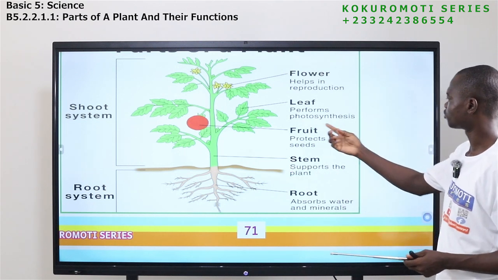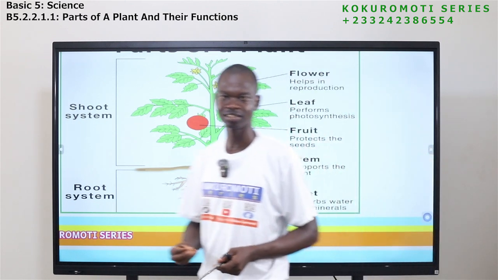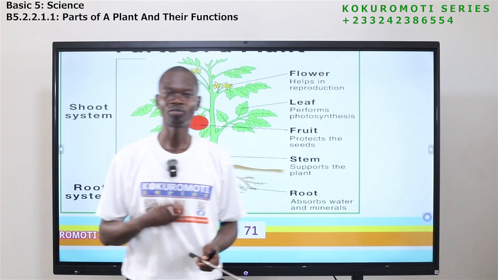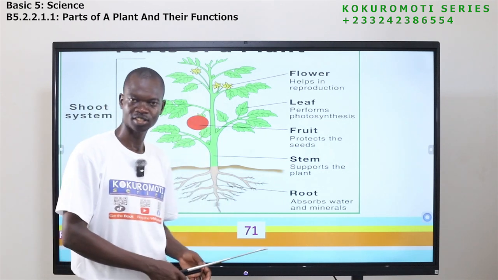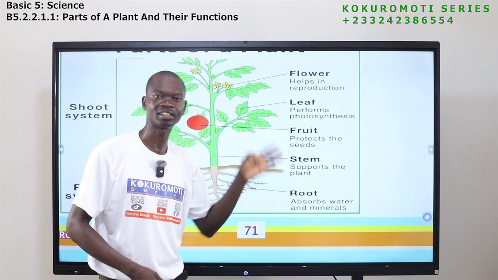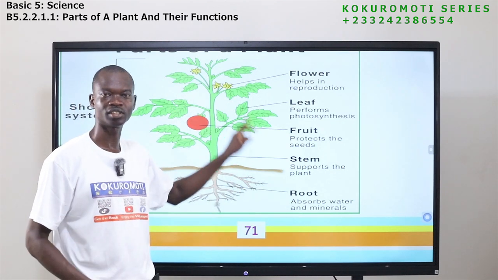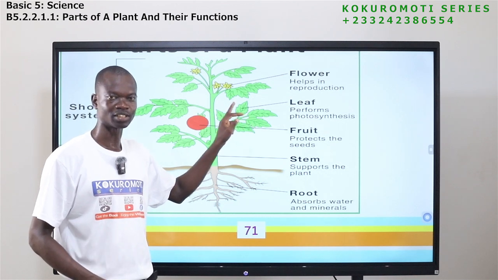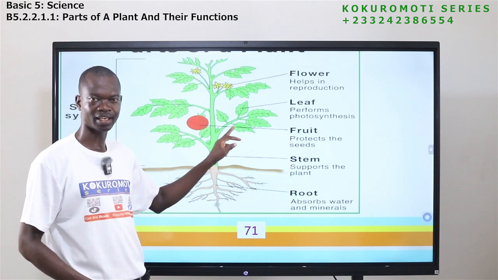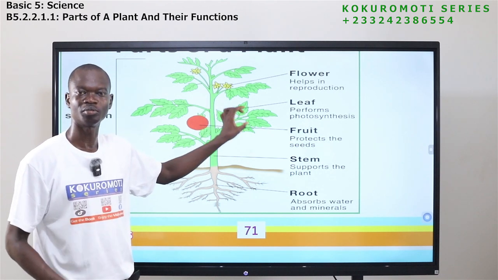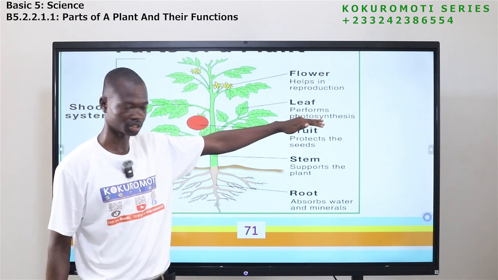Okay, here we have leaves. The leaves perform photosynthesis. Listen, leaves of plants perform photosynthesis. What it means is that they make sure the plants get food. They prepare or make the food for the plants. So photosynthesis takes place in leaves. That is where the sunlight, water, and air come together to make the food for the plants. I've told you that that process is called photosynthesis.